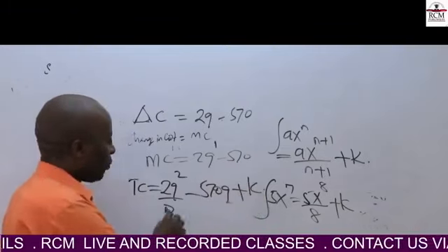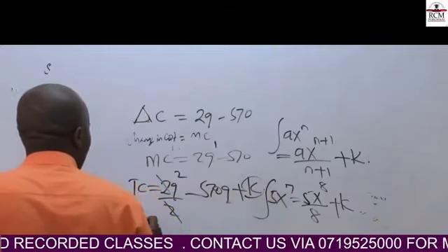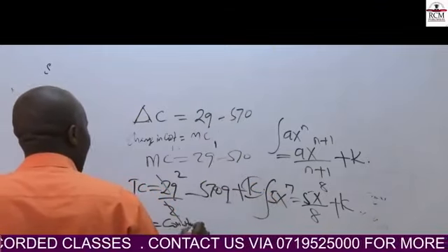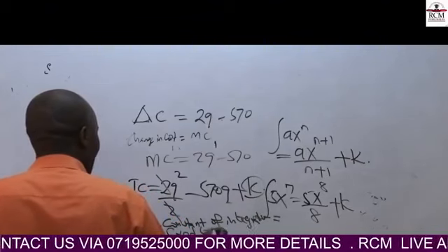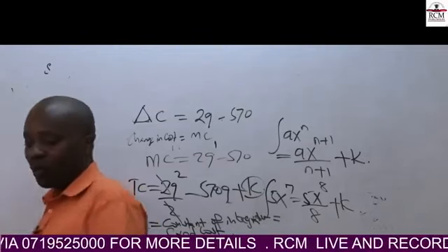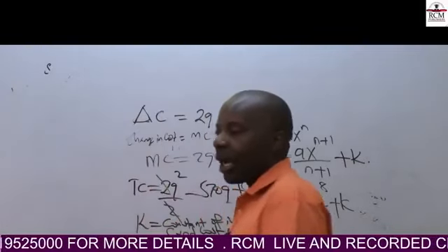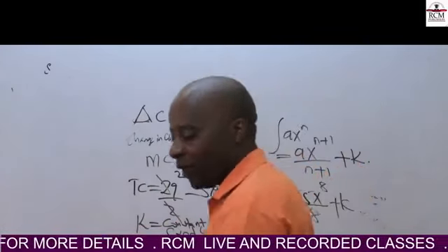And of course, this and this will disappear here. And then, ladies and gentlemen, please remember that this k is a constant of integration, which will be, in our case here, our fixed cost. It's a constant of integration that will be our fixed cost.